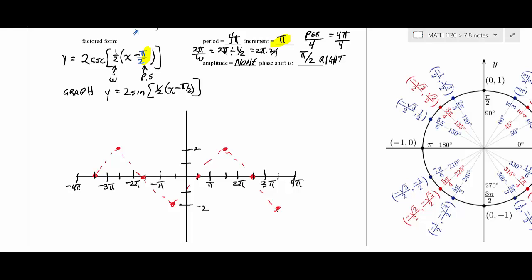Sine starts at 0, 0, but it phase shifts. Then the next point's the high point, but the amplitude changed to 2. And once you get those points, then you can figure out the cycle. Tell me if that looks okay. Now, tell me where the asymptotes are. What do you look for on the asymptotes on this problem?